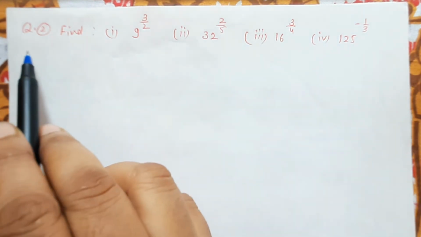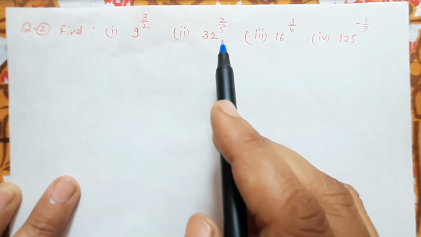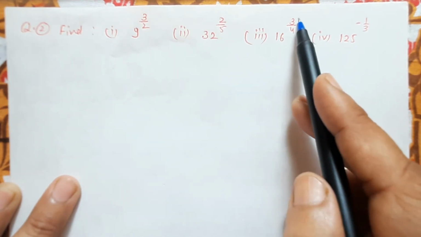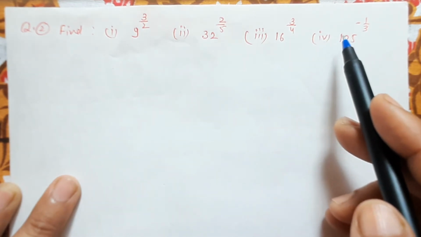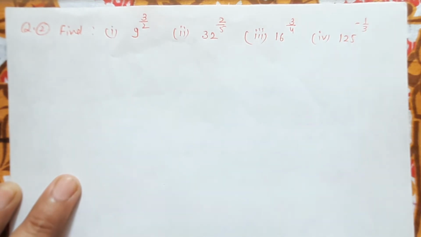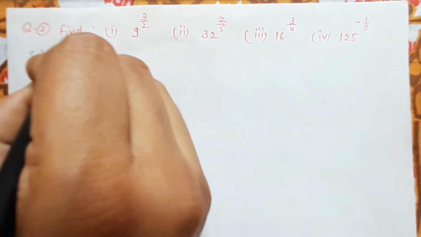In question number 2, find 9 raised to power 3 by 2, 32 raised to power 2 by 5, 16 raised to power 3 by 4, and the fourth part is 125 raised to power minus 1 upon 3. So we will start from the first part.